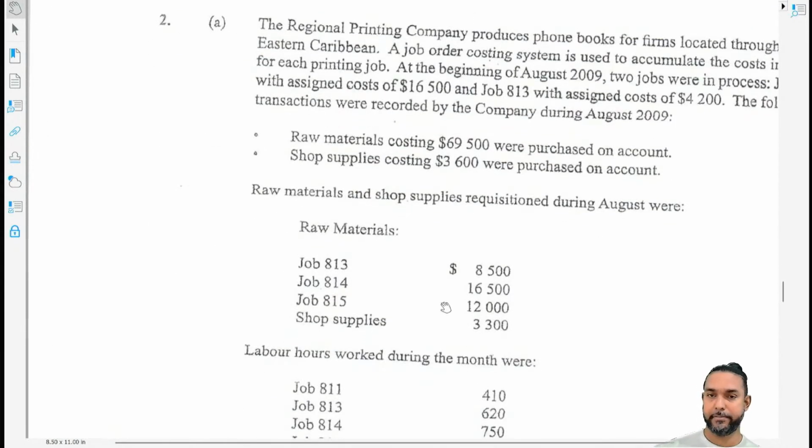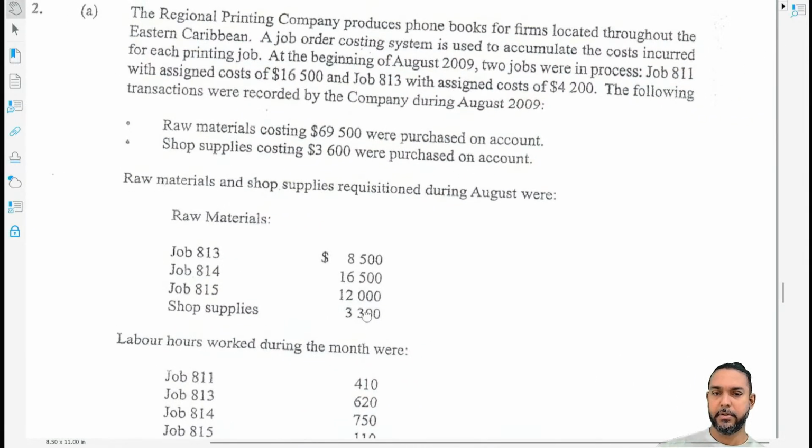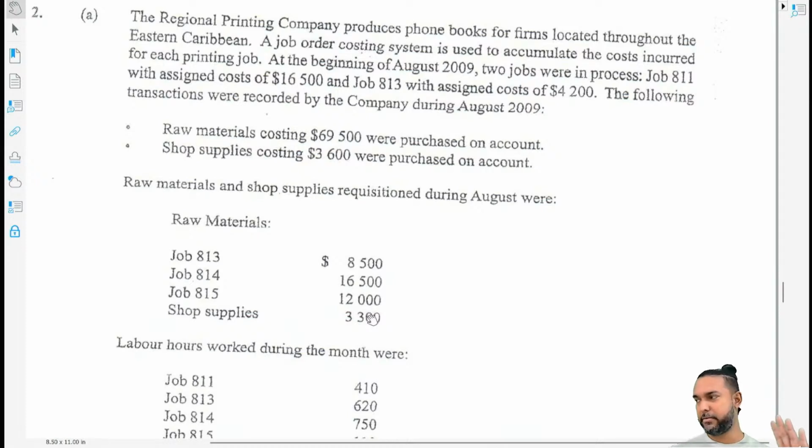Oh, look, Regional here. Wow. Okay, and it's kind of twisted. All right, so we're going to have to speed through this question. What we're doing is simply calculating the OAR, and then the amount of overheads under or over applied.